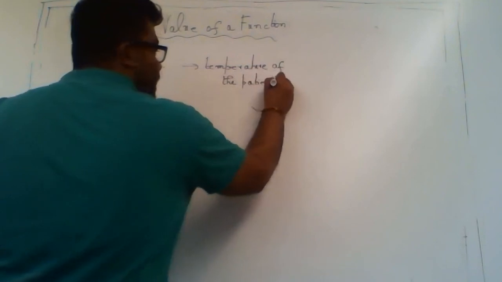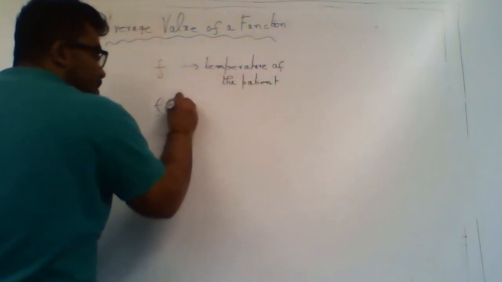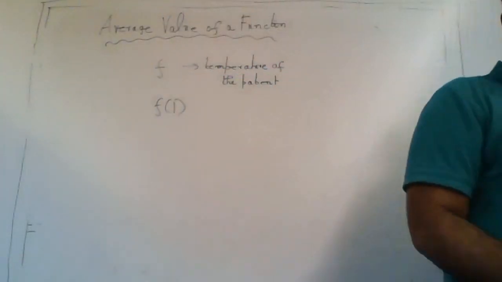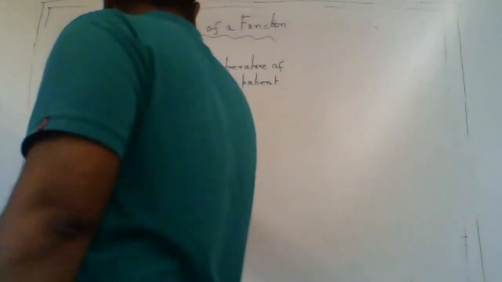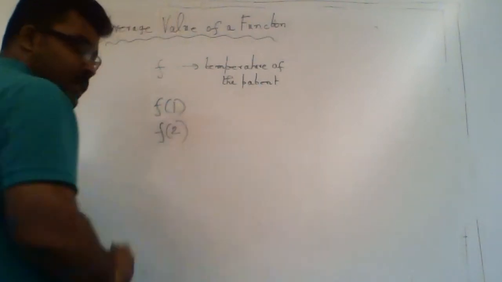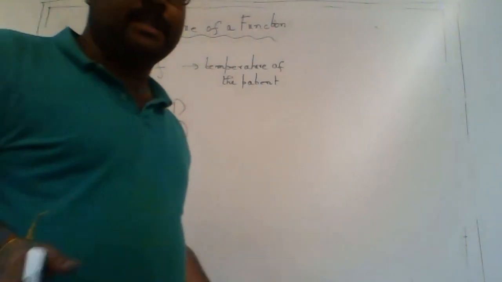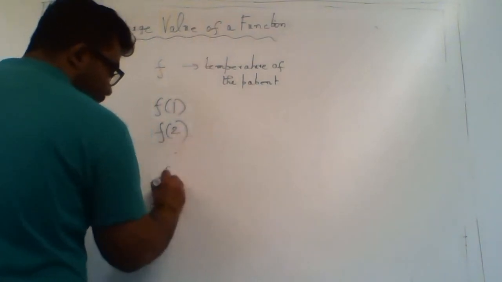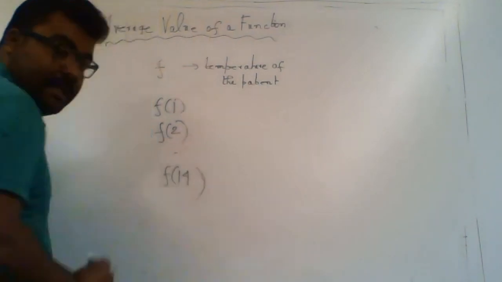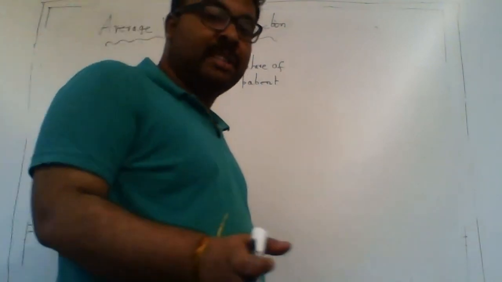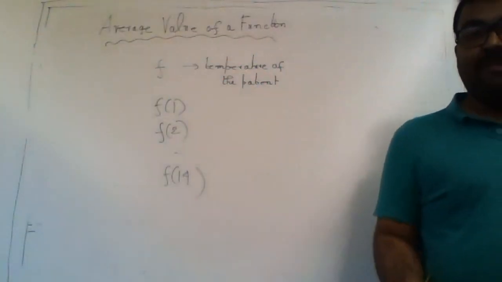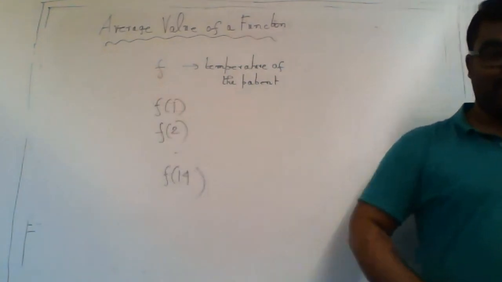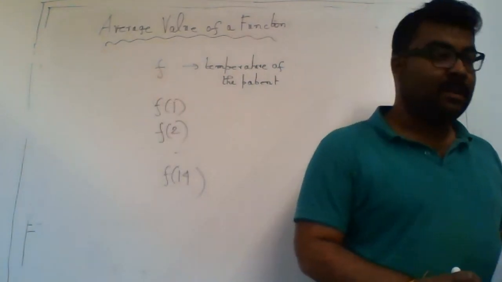Right? Now suppose f1 represents the temperature of the patient on day 1. The same way, suppose f2 represents the temperature of the patient on day 2, and going on, f14 represents the temperature of the patient on the 14th day. So the doctor collects this information and takes it to a scientist or a mathematician for doing an analysis of this.